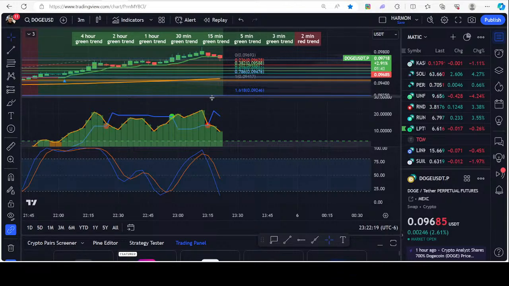Every pump has a pullback, right? Every pump has a pullback. Yeah. So we have 2 minute. I can see a 2 minute red trend right now.